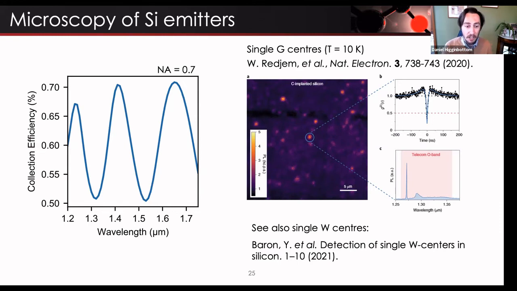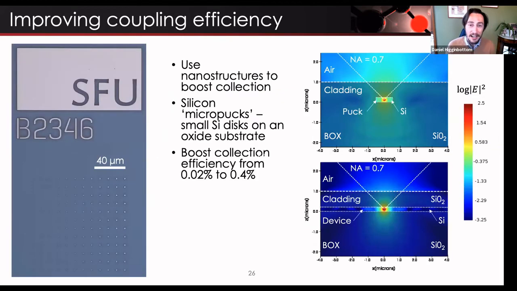But because it is challenging, single defects in silicon were only identified by microscope for the first time last year. First with the G center, which is the result that I've gone here, subsequently with the T results that I'm about to show, and then it has been demonstrated again with the W center in this paper here. Of the three, I'll highlight that T is definitely the most challenging and has significantly longer optical lifetimes than the other two. So the count rates are much lower.